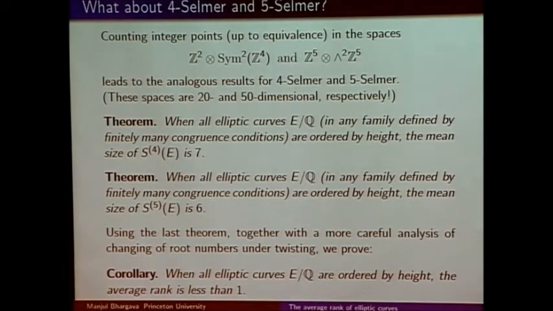I think if we work really hard, around 0.7 or 0.8 seems like it's possible within reach. And maybe I should say that if we knew these n-Selmer averages for all n, and we knew that the root number is equidistributed, then that would imply the rank distribution conjecture. So if this were to continue, it would actually prove the rank distribution conjecture.